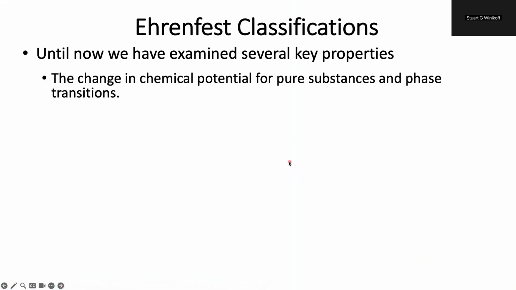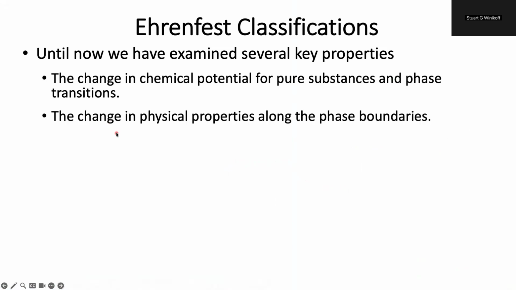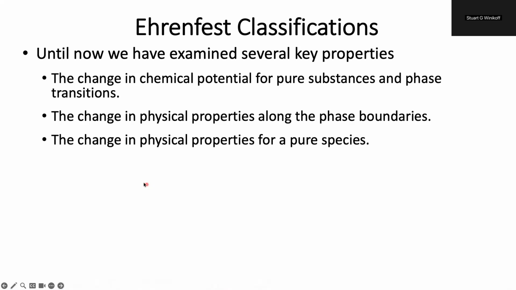So far we've talked about several key properties of systems. So we talked about how chemical potentials can change for both pure substances and for phase transitions. And then we use that to try and look at how physical properties change along our various phase boundaries. And then we've also looked at how these physical properties change for a pure species.